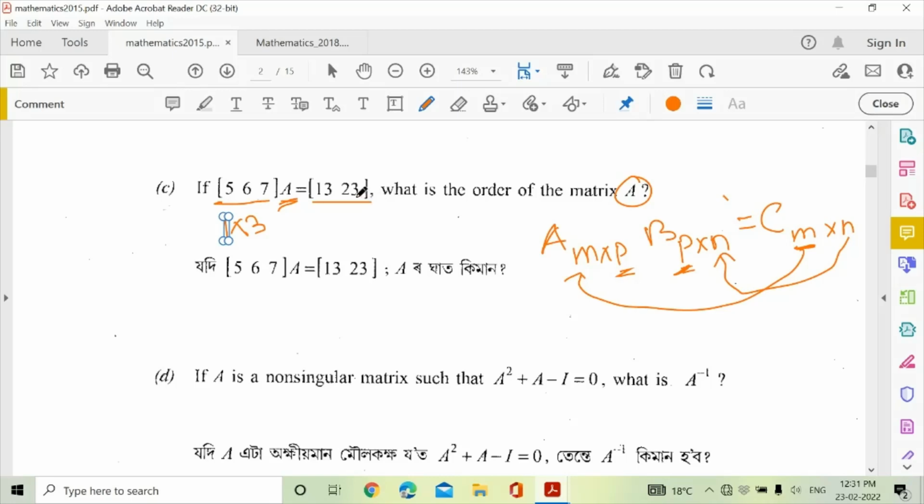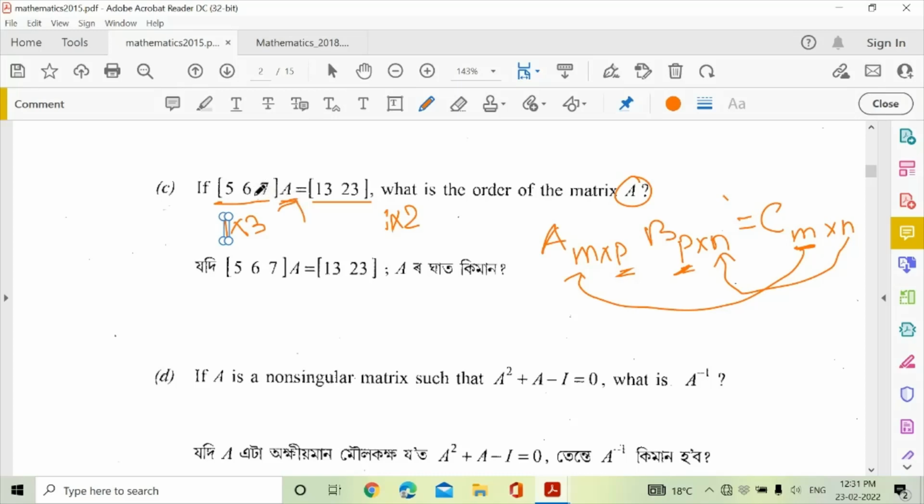Now we are going to discuss the order of this matrix. How many rows are there? Only 1 row. How many columns are there? So the number of columns is 2. The order of this matrix is 1 by 2. But we have to find out the order of this matrix only.